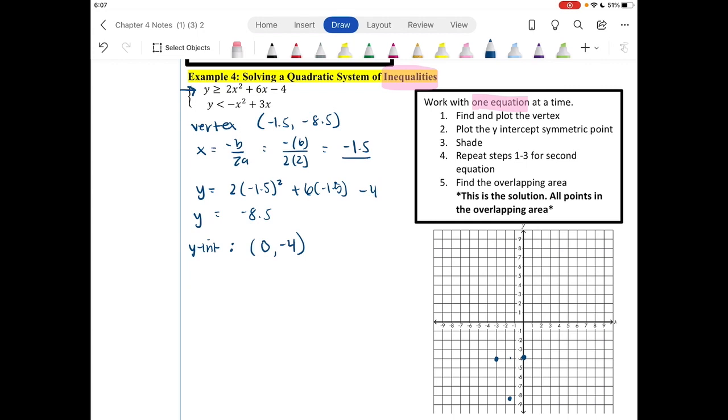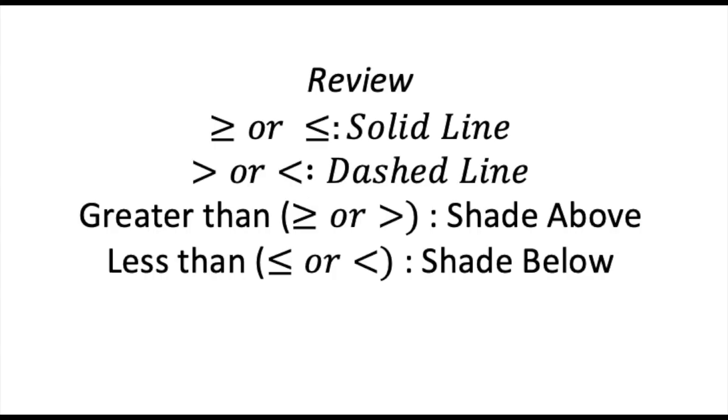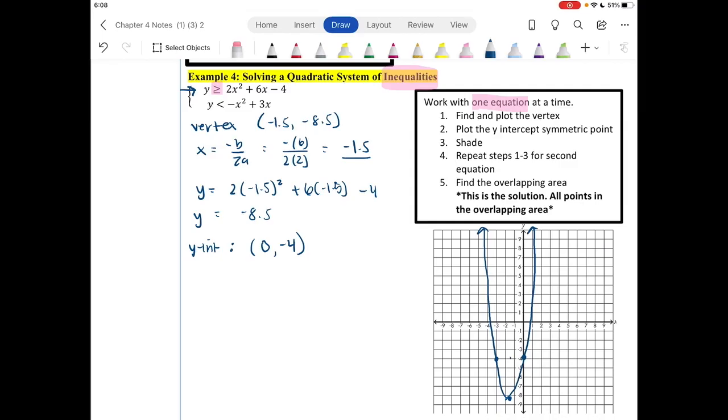Now, since the equation is greater than or equal to, we are going to be using a solid line to connect all of our points. And since it's greater than, we know that we are going to need to shade above the graph. So we're going to shade all of the values that fall above the line, or all the y values that are larger than our vertex.